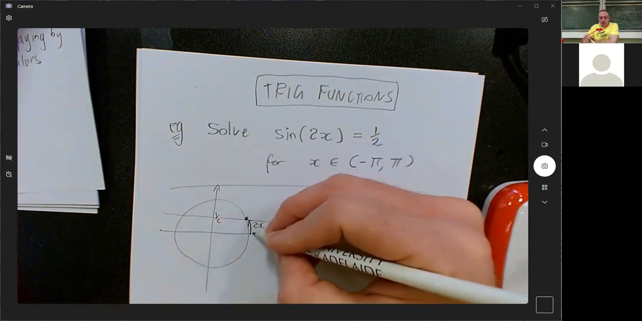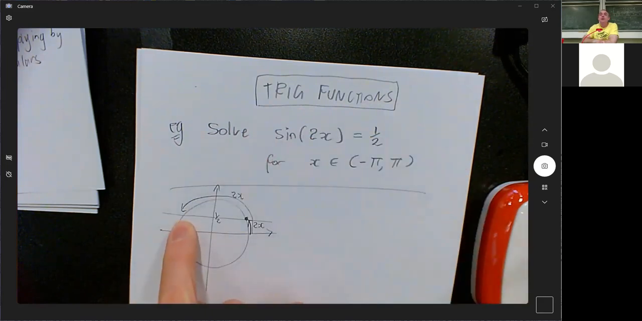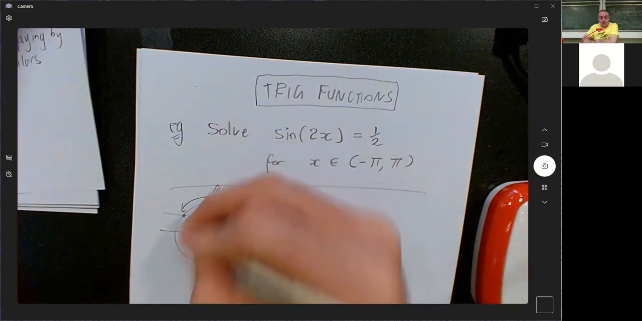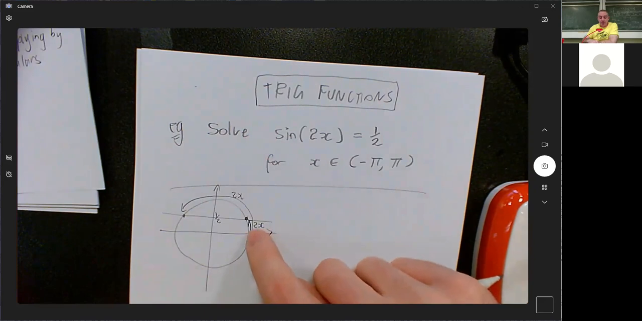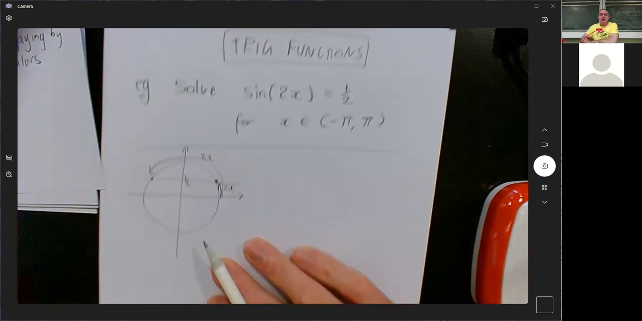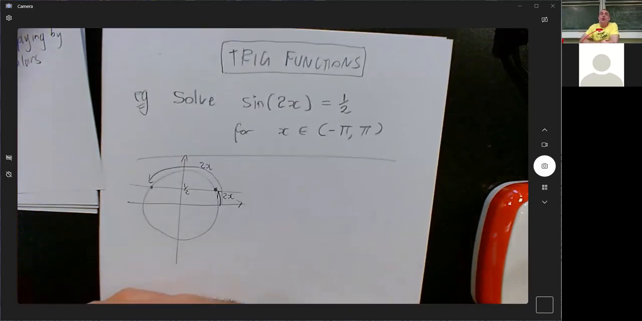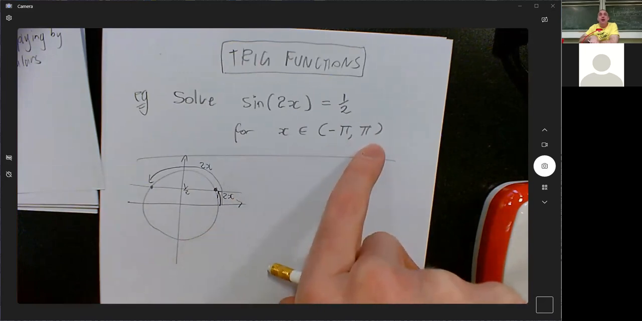But there'll also be another one over here on this side, where the y-coordinate is also a half. And then I suppose if I went backwards this way, that would also work. Or if I went all the way around like 16 times and got to here, that would also work. There are many, many different answers. And so what I'm going to do is figure out what all of them are and then narrow them down to the ones where x is between minus pi and pi.